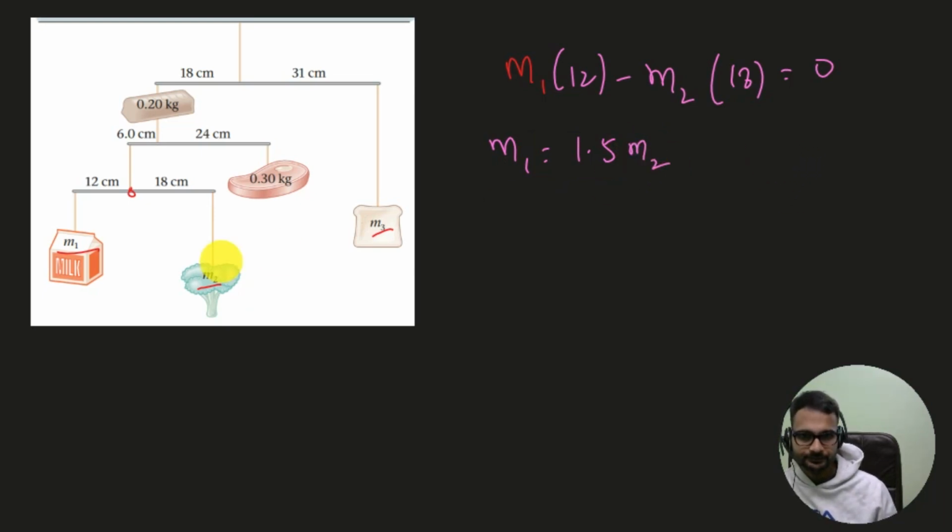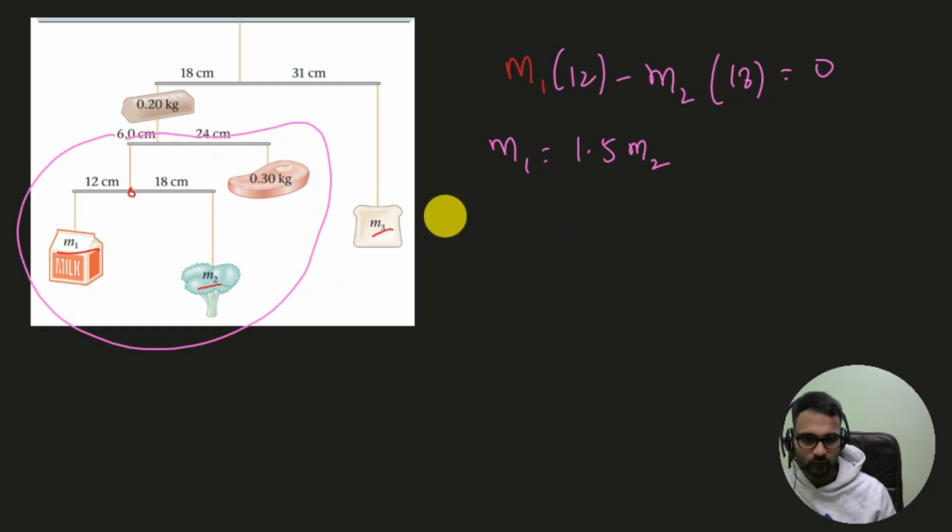Next, you can consider this whole to be your one system. So what can I write? Here we can write that the total mass would become M1 plus M2.